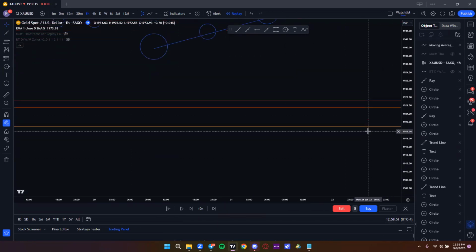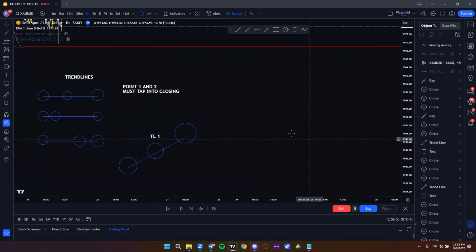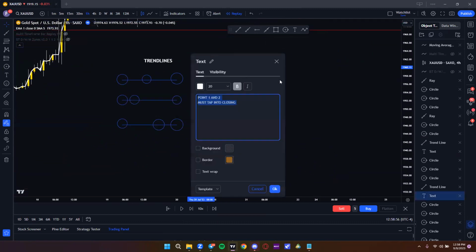Where is my diagram? Okay. Points 1 and 2 need to come from closing price. Tap into closing price. And remember this rule. This is probably one of the most important rules with, well, it is the most important rule for trend line.